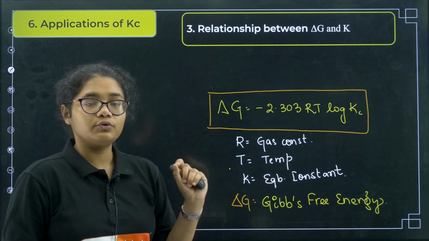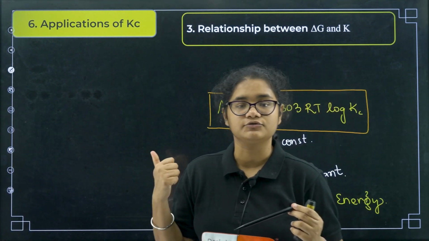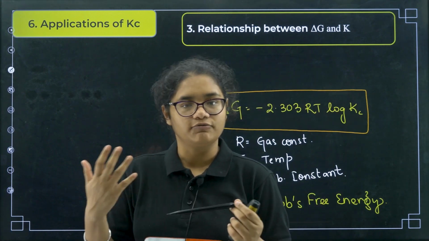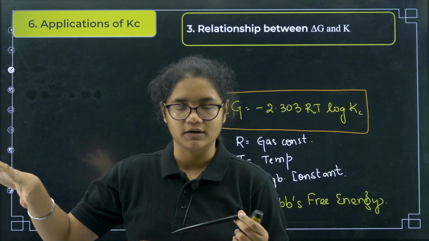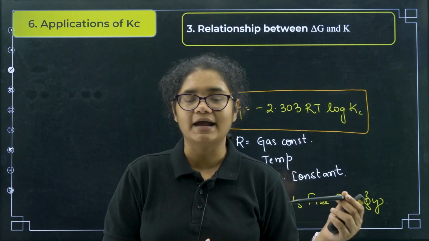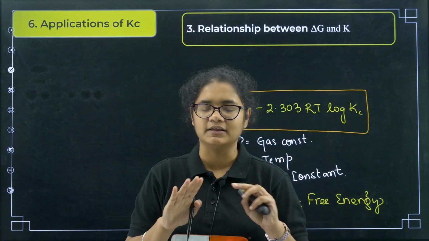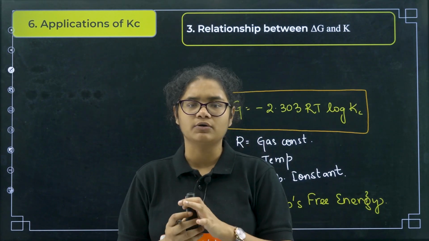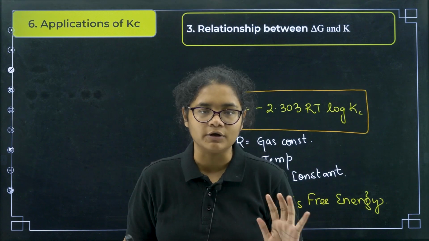Now, the three applications of K are clear. First one is to predict the extent of reaction. If it is more than 10 to the power of 3, it is more towards product. If it is less than 10 to the power of minus 3, it is more towards the reactant. If it is between 10 to the power of plus 3 and 10 to the power of minus 3, then the reactant and product concentrations will be almost equal, or nearly equal to each other.